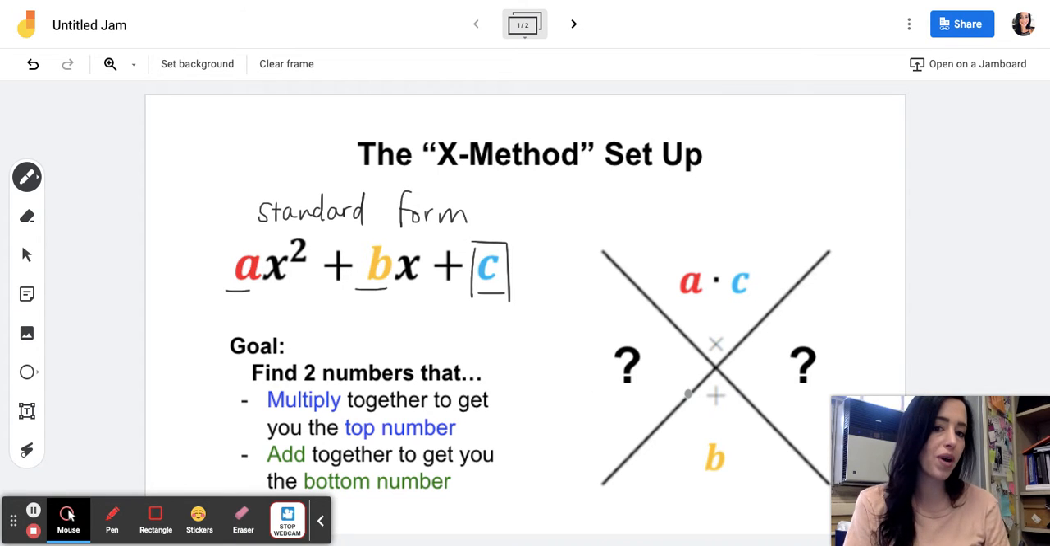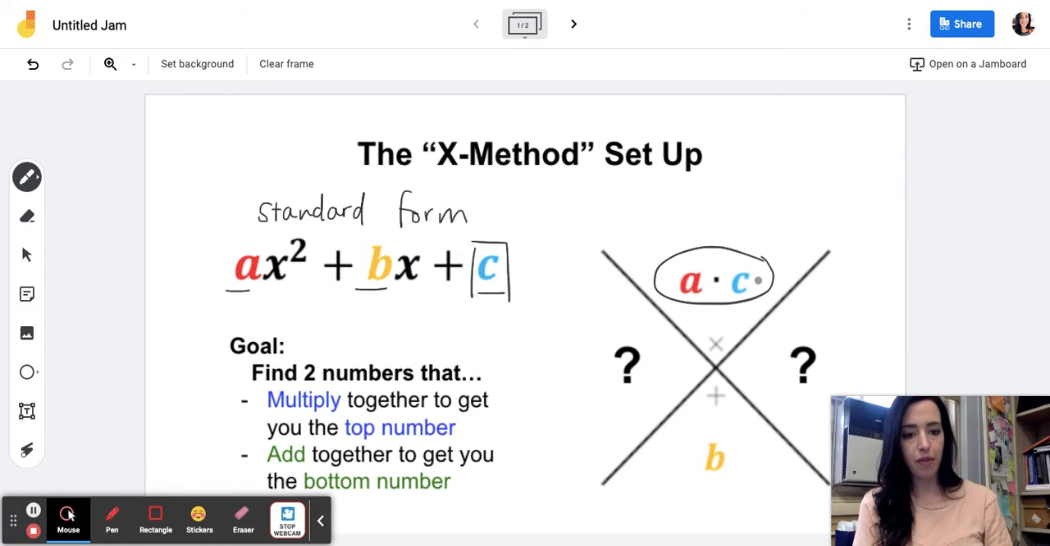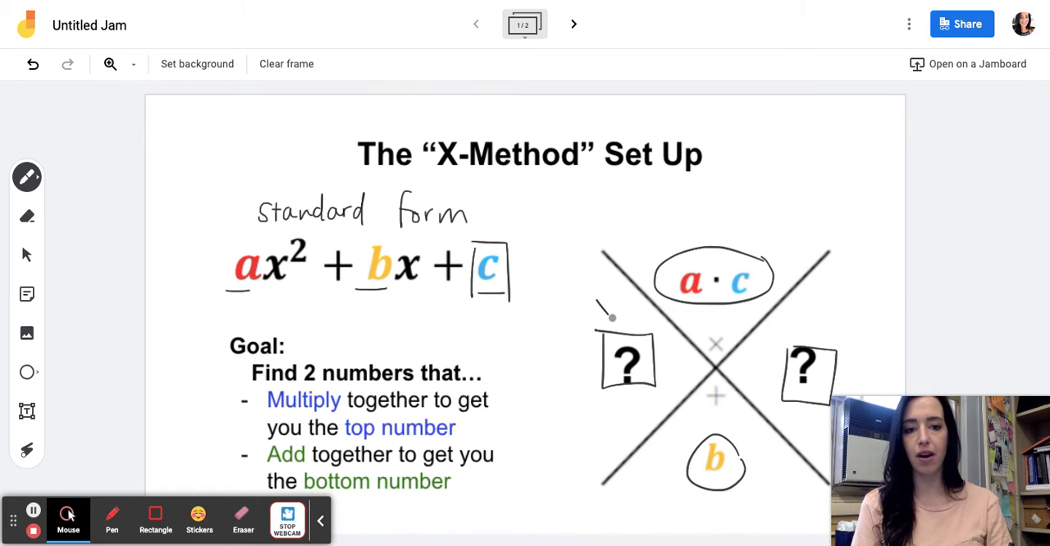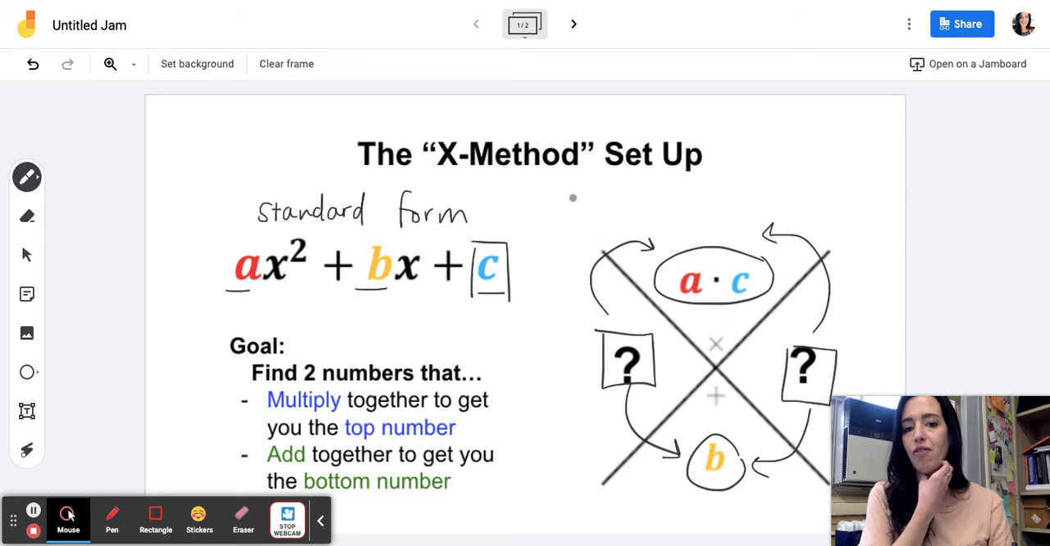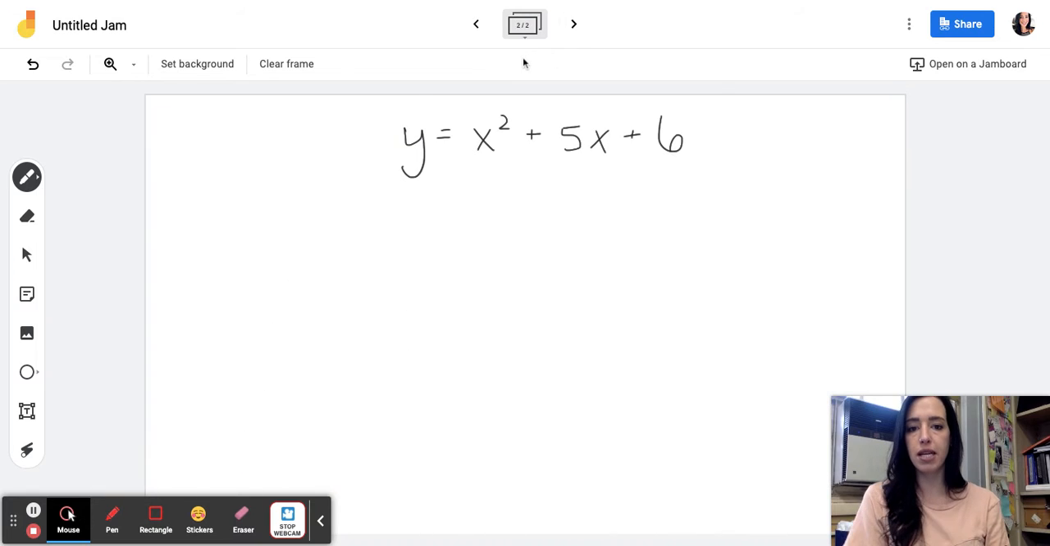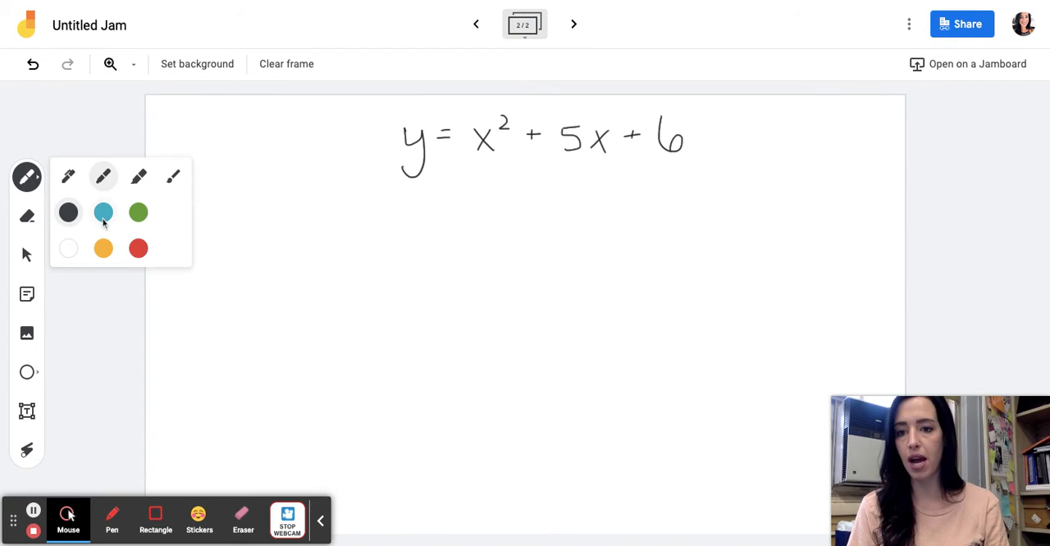And what we have to do with our X is multiply coefficients a times c, put that in the top of the x, put our b coefficient at the bottom, and then we have to look for two factors that are going to multiply to give us the top number and add to give us the bottom number. And we use this to go from standard form to factored form. So this was the example that was given in the pear deck.